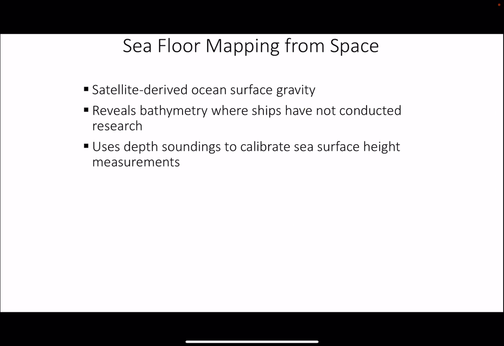So this is the seafloor mapping from space that is relied on now. And this is from measuring the ocean surface gravity relationships. And what's done is, the places where we have depth soundings are used to calibrate and make sure the satellites are doing a good job. And so it keeps the satellites honest in places where we have both ship-based measurements and satellites.